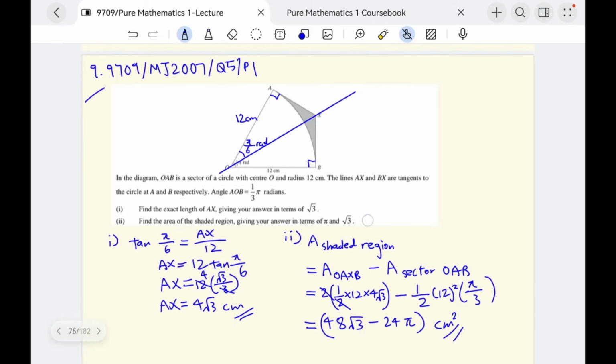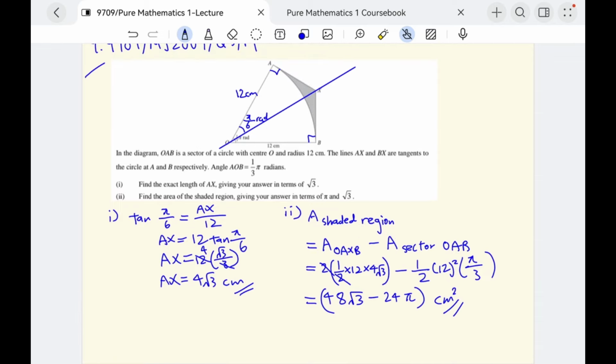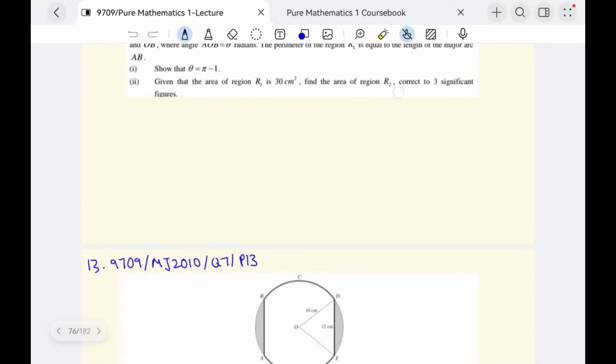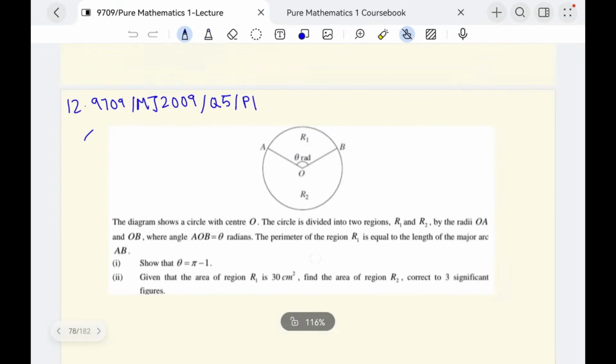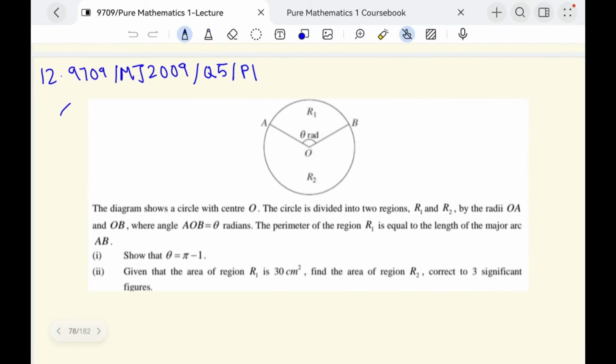This question is quite direct, and there is another question that is quite challenging. So let's take a look at another past paper question. This is question 12. This paper is from 9709 May-June 2009, Question 5, Paper 1.